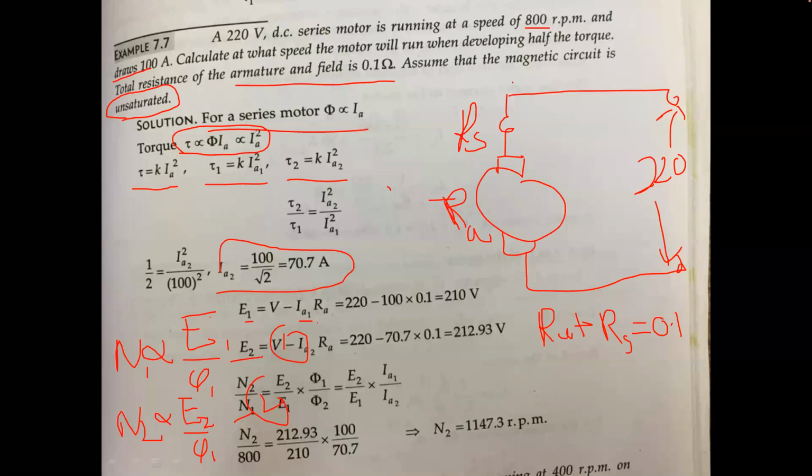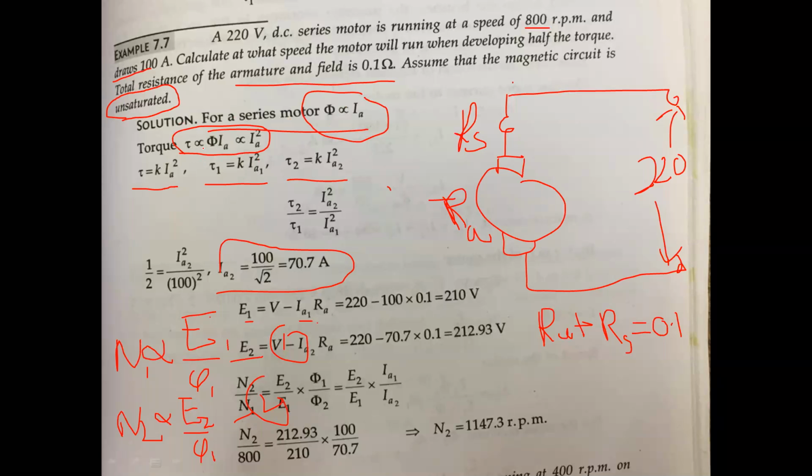Assume that the magnetic circuit is unsaturated. Unsaturated means flux is proportional to armature current. If the magnetic circuit is saturated, flux does not depend upon armature current. Flux is constant: if Ia increases, flux is constant; if Ia decreases, flux is constant. That means flux does not depend upon armature current, that is saturation. Flux depends upon armature current, that is unsaturation.